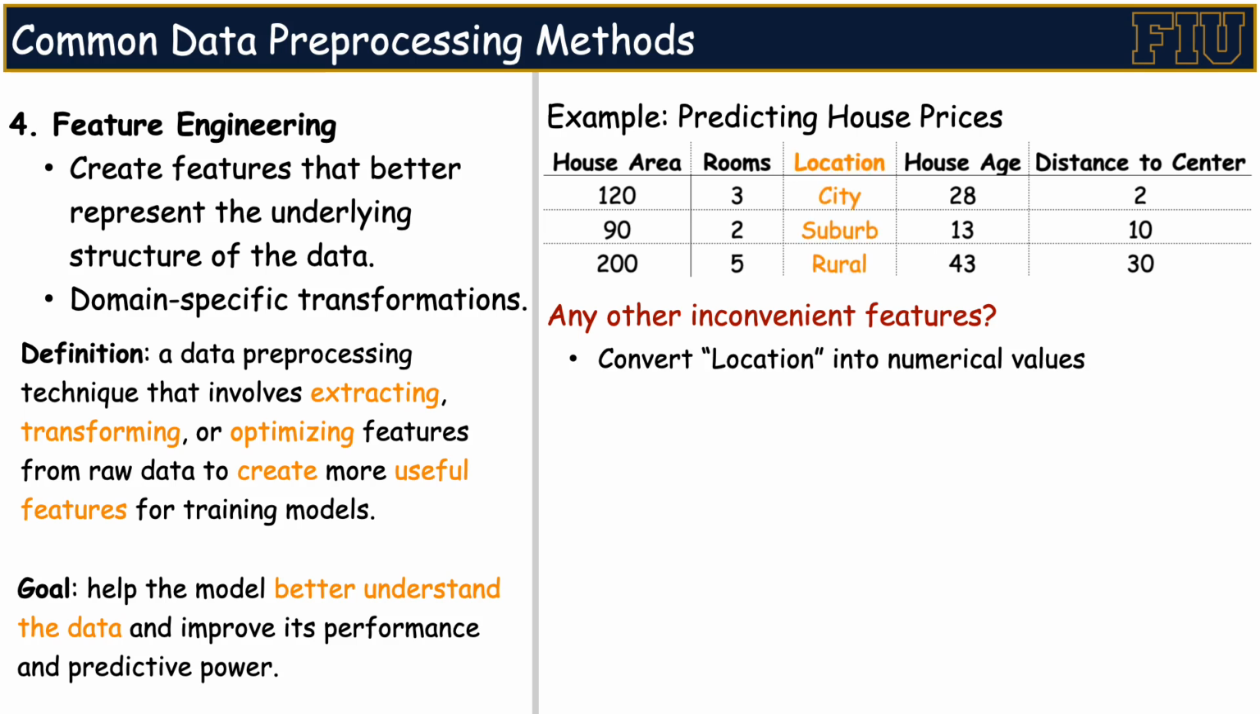You've probably realized that if we directly feed this dataset to a standard machine learning model, it won't understand the meaning of terms like city, suburb, or rural. Of course, we now have powerful generative AI models, like ChatGPT, that can handle such data. But these are pre-trained models. If we're training a model from scratch, it wouldn't recognize categorical data like this.